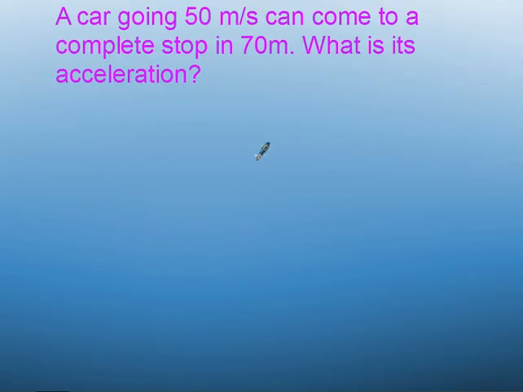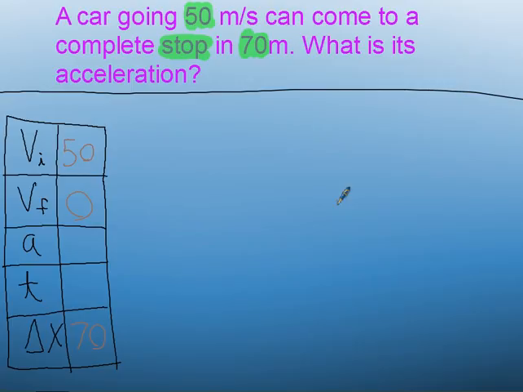A car going 50 meters per second can come to a complete stop in 70 meters. What is its acceleration? For this one, we're going to use the variables of awesomeness along with the equations of awesomeness, just like before. So I've highlighted the important pieces of information in the problem and put them in the chart. Pay close attention to the fact that even though there wasn't a number here, the fact that they said it could come to a stop tells us that the final velocity is zero.